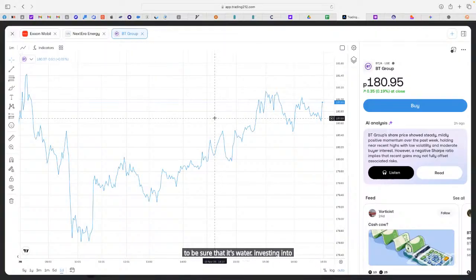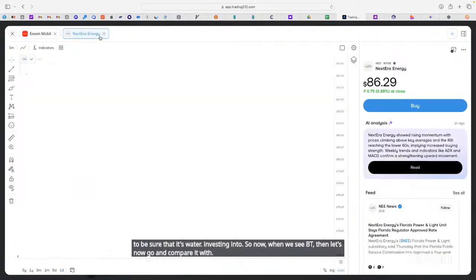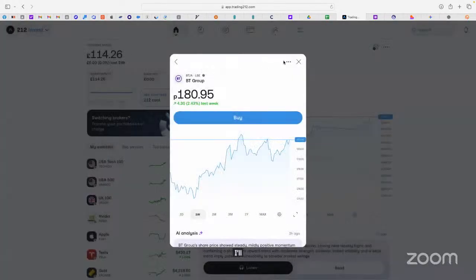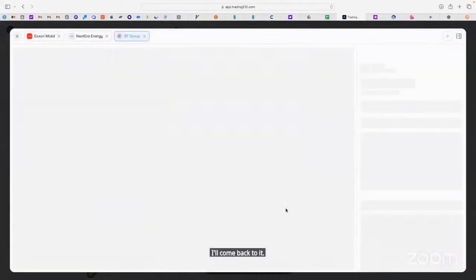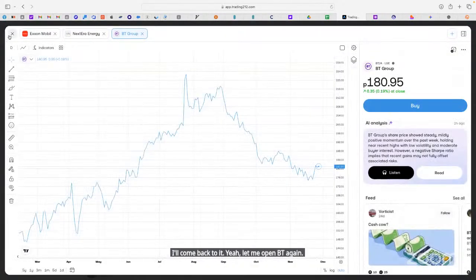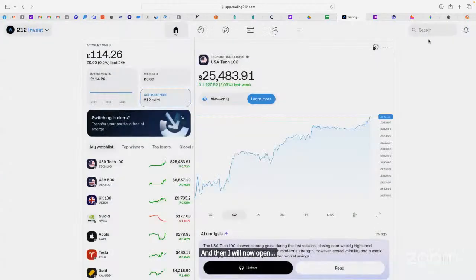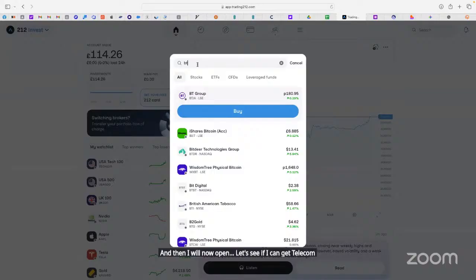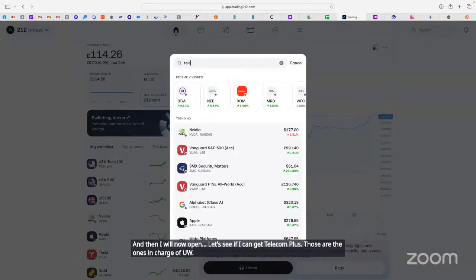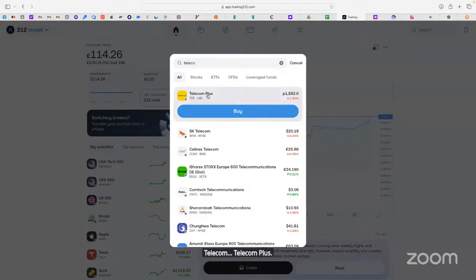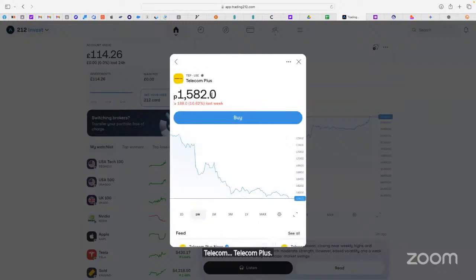So now when we see BT, let's go and compare it with Telecom. Oh, sorry, I don't want to close BT. I'll come back to it. Let me open BT again. And then I will now open, let's see if I can get Telecom Plus. Those are the ones in charge of UW. Telecom Plus. So this is Telecom Plus.